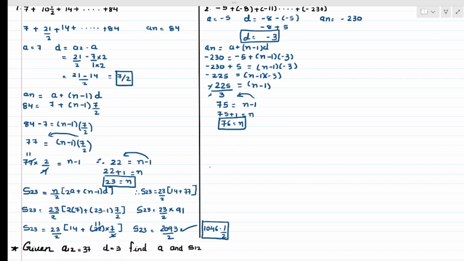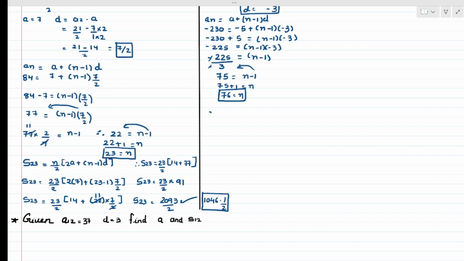Now same pattern. Now you got your n. Find out your Sn. So Sn's formula is Sn is equal to n upon 2, 2a plus n minus 1 d. Now instead of n, you will substitute 76. So S76 is equal to 76 upon 2, 2 times minus 5 plus 76 minus 1 times minus 3.